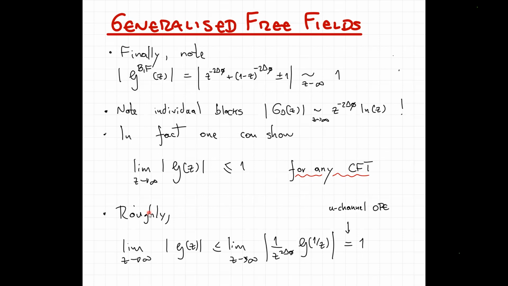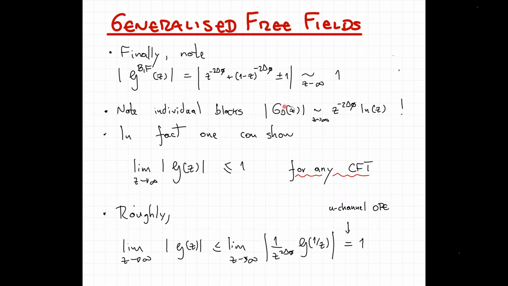Finally, note that another observation is that if we look at this four-point function and we take the limit where z goes to infinity, so I should have written here that this is called the Regge limit. The correlator goes to one, plus or minus one, so in modulus it is one. This is a bit surprising at first, right?